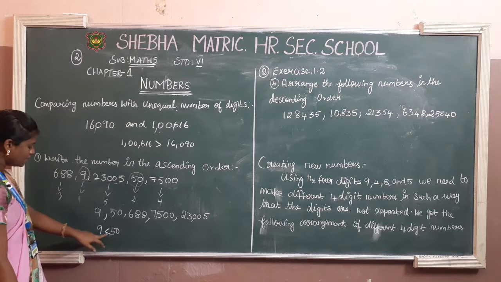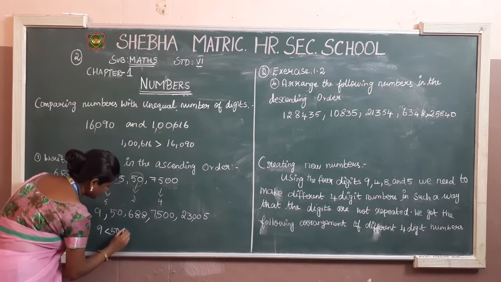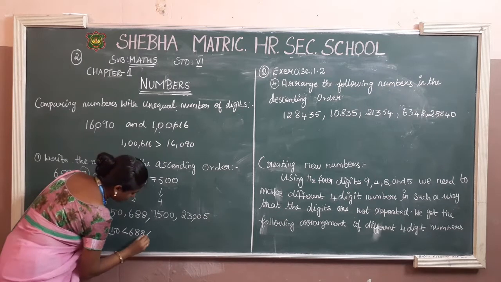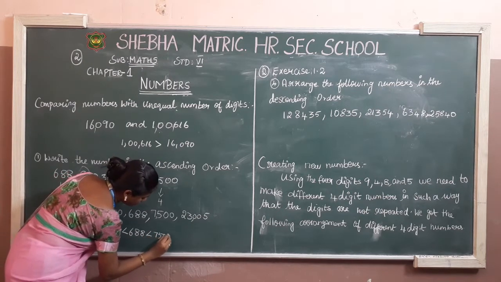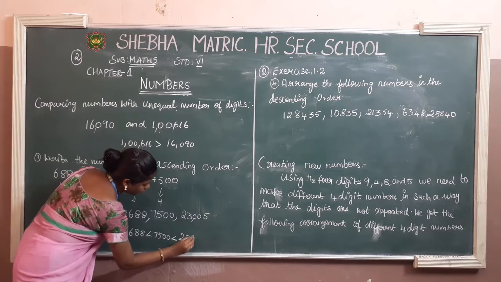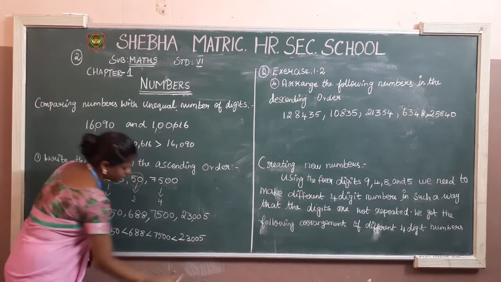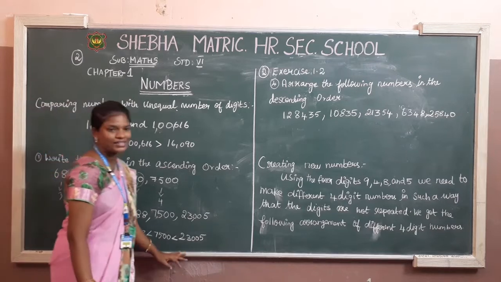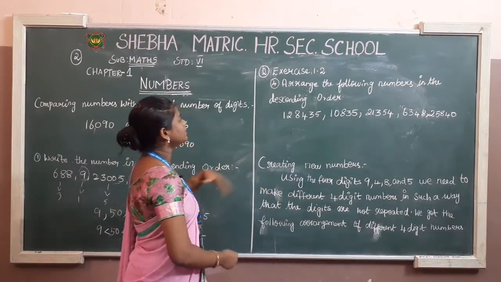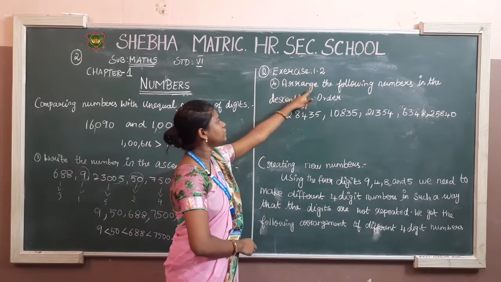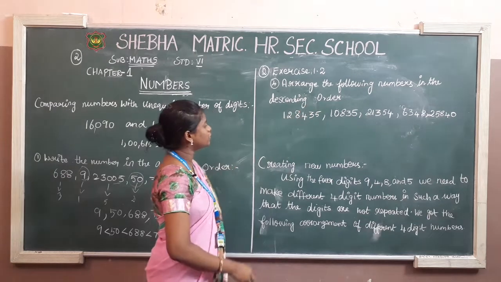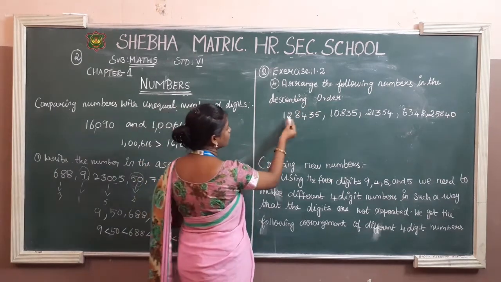So 9 is less than 50, and 50 is less than 688, and 688 is less than 7500. 7500 is less than 23,005. So this is the ascending order. In the same way we can do the next exercise 1.2, fourth sum, but this is descending order. So we can solve that sum.